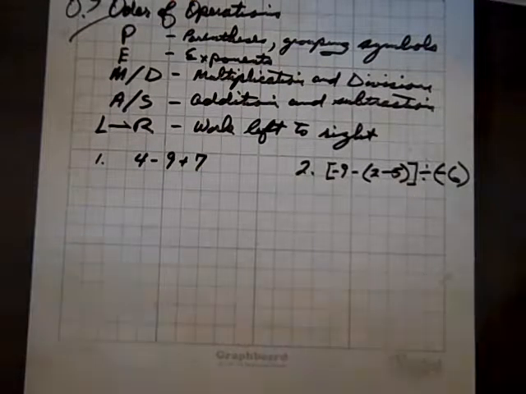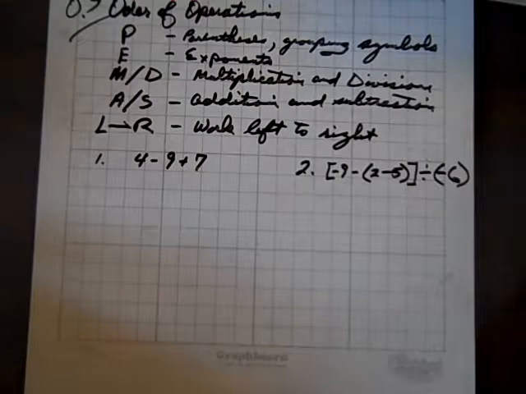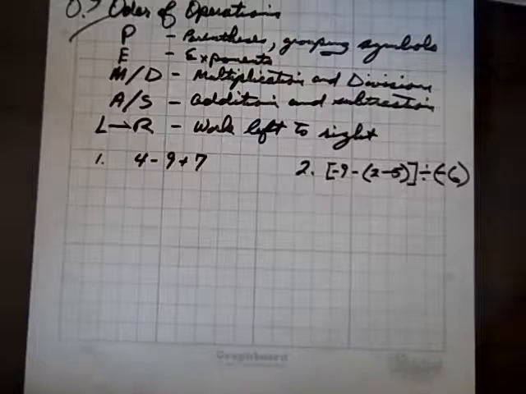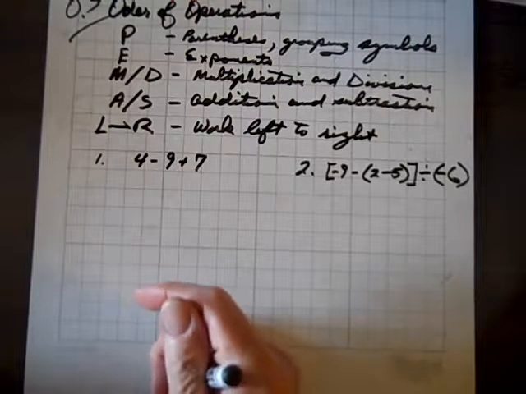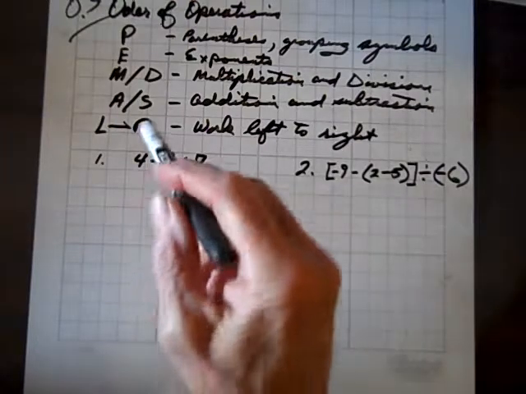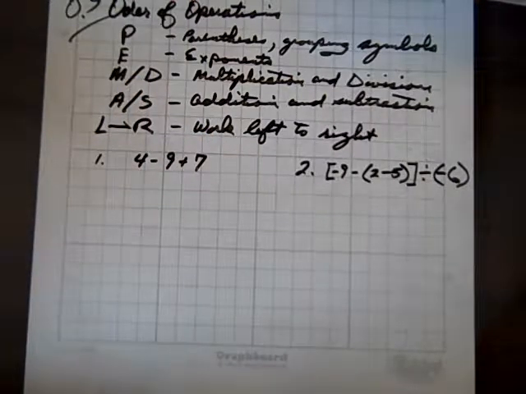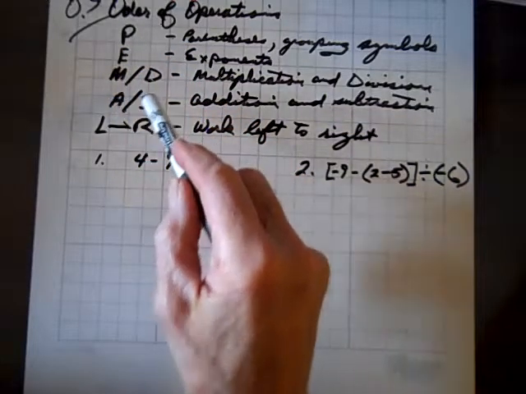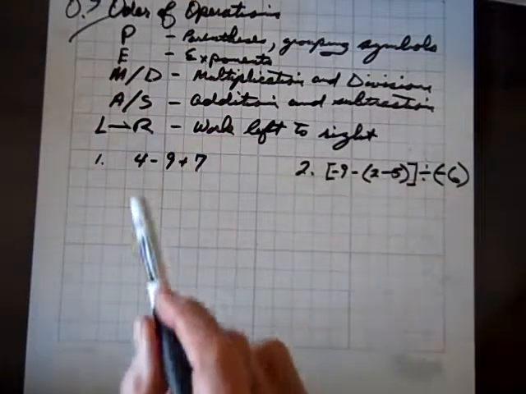So this is section 0.3, which has to do with the order of operations. And an easy way to remember the order is the saying, "Please excuse my dear Aunt Sally." And we're going to work left to right.